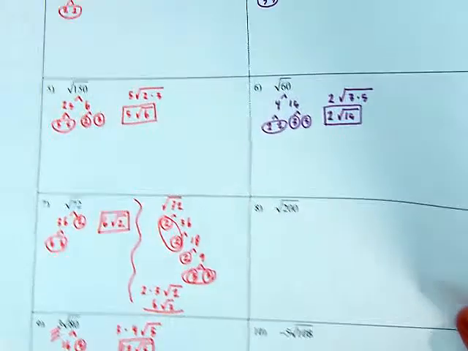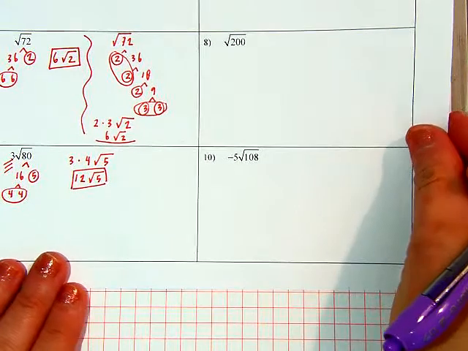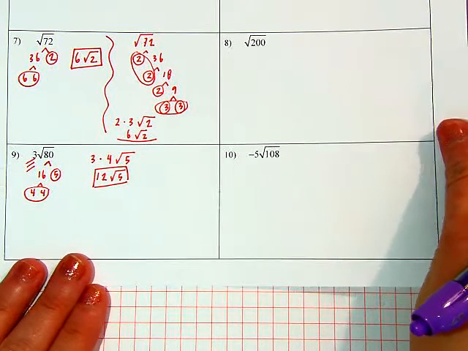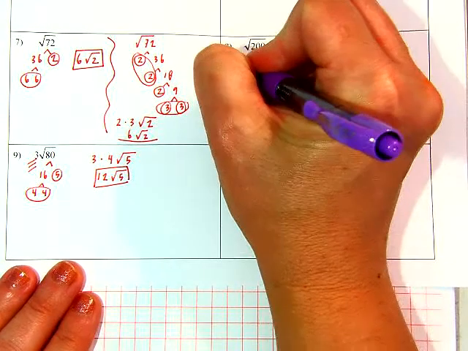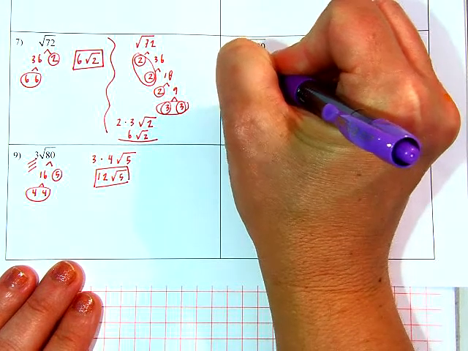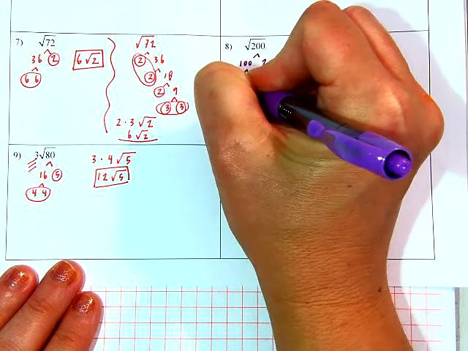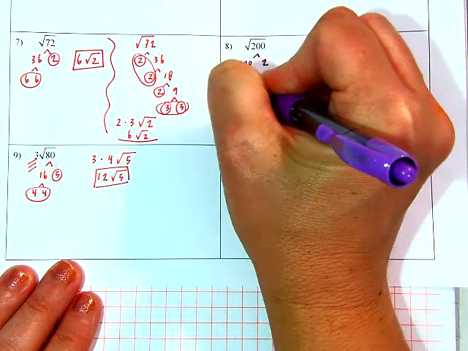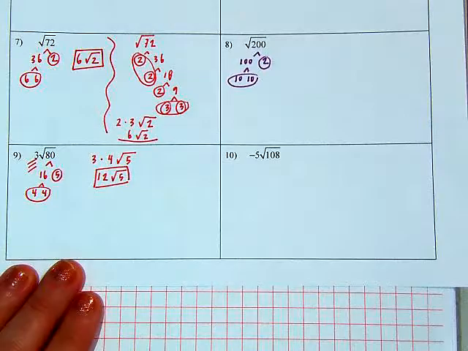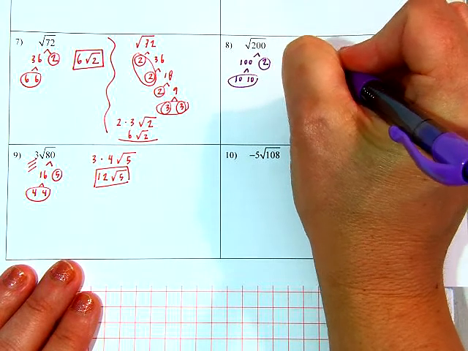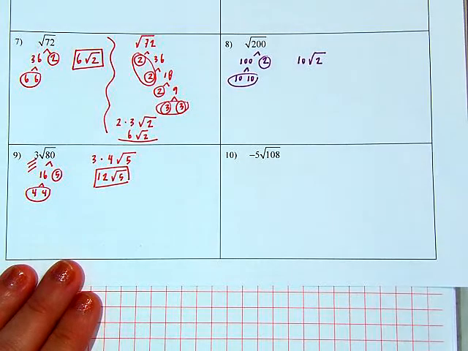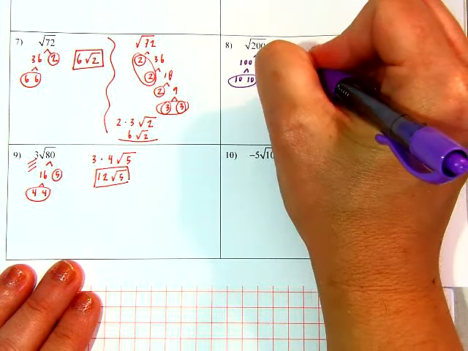Okay, let me slide it up. Last 2. So for 8, I have the square root of 200. Well, 200 is 100 times 2. And that 100 will give me a pair of 10's with that little sweet 2 staying behind. So on the outside, I have a 10. Underneath, I have the 2. So 10 times the square root of 2, or 10 root 2. That's how we usually say it.